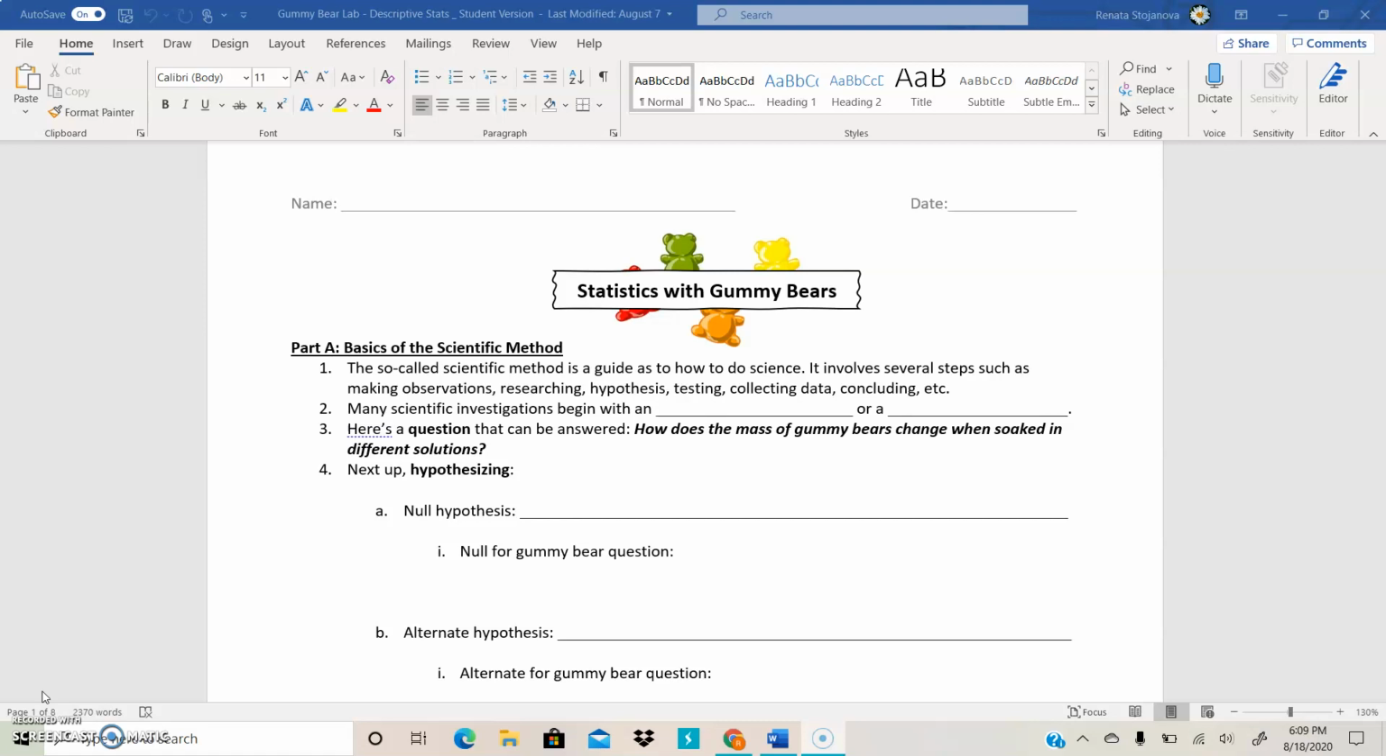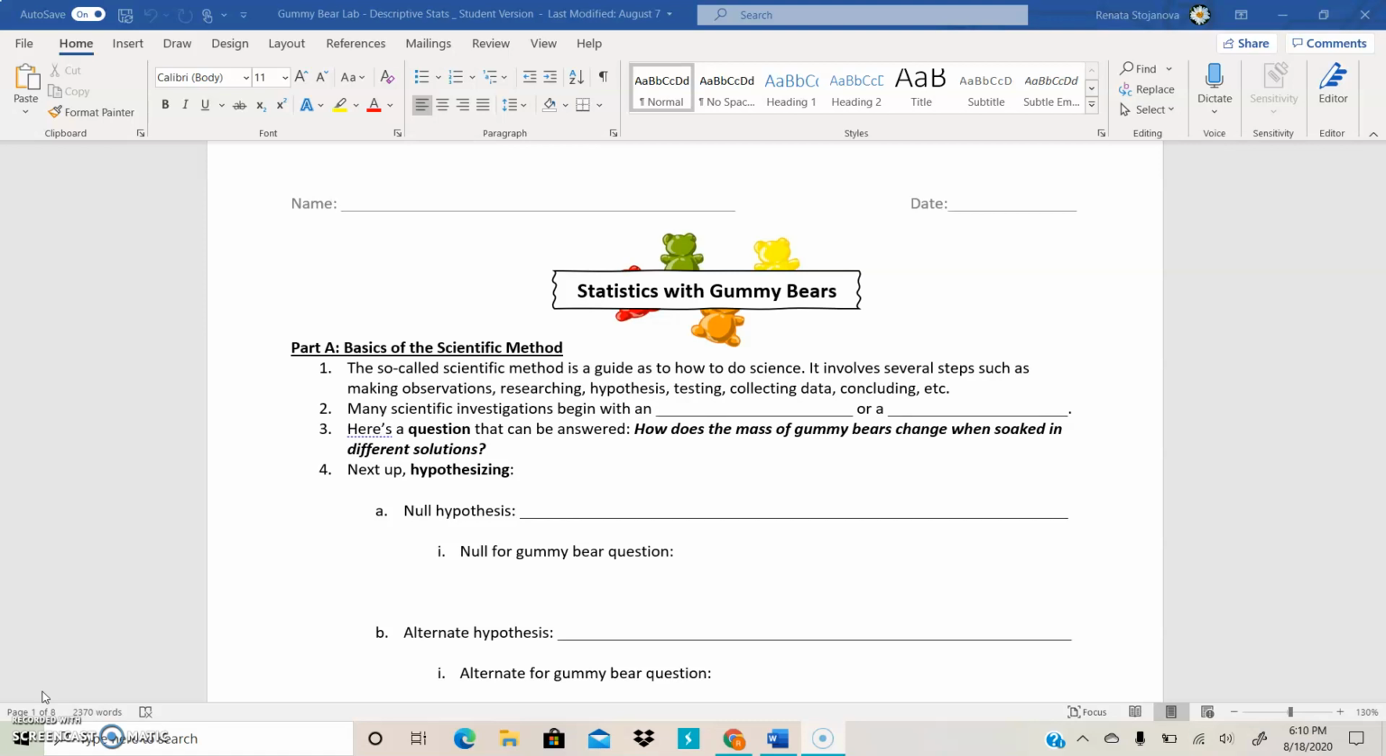We did move on and started looking into our Unit 0, which is all about Intro to Science and Statistics with Gummy Bears. This worksheet is in eCampus, and you were asked to follow up and complete up to, I believe, page 1 or the very beginning of page 2.